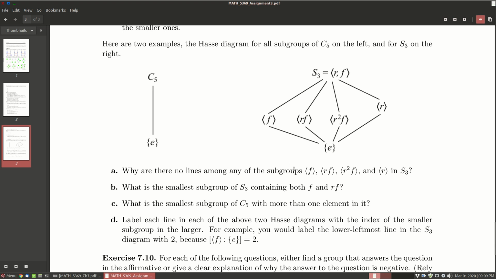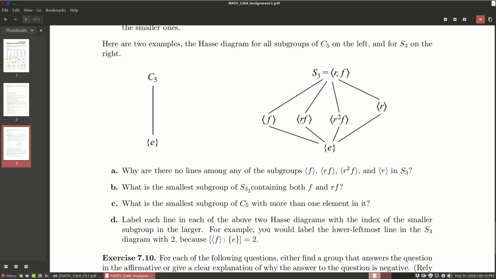So why are there no lines among any of these subgroups? So meaning, why is there no line from F to RF? Well, the question is, the subgroup generated by F, is it itself a subgroup of the subgroup generated by RF? Meaning, are all the things in this bucket inside of this bucket? Well, the answer is no. That's why there's no arrows. So there's no arrows because they're not subgroups, right?